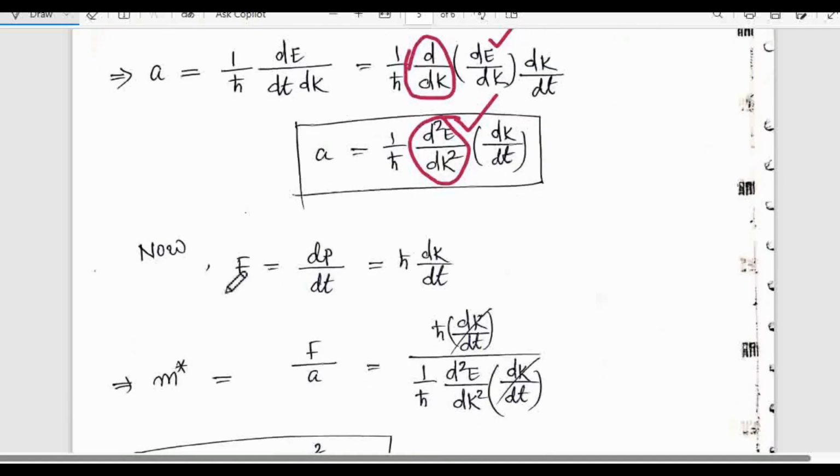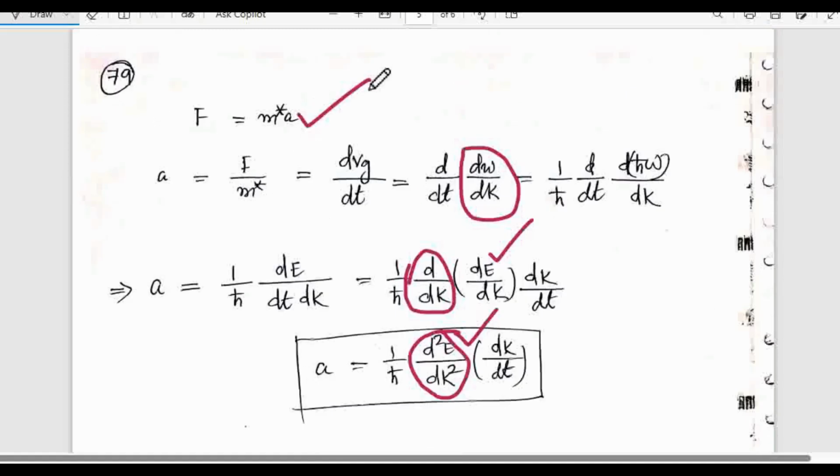Also, from Newton's second law of motion, force is change in momentum by change in time, and we know that momentum P is h cross k. If you put h cross k in place of momentum, and h cross is a constant, then you get h cross dk by dt, which is the force term. Now the mass can be written as force by acceleration, so m star equals force by acceleration.